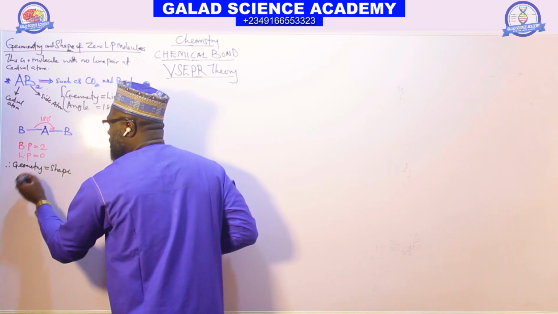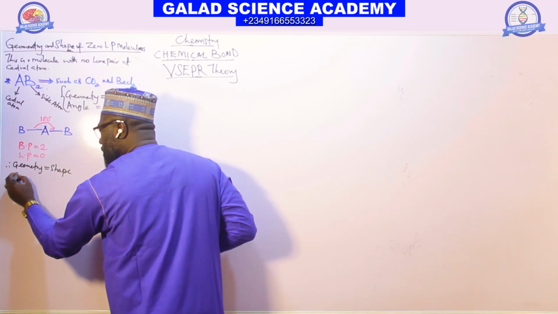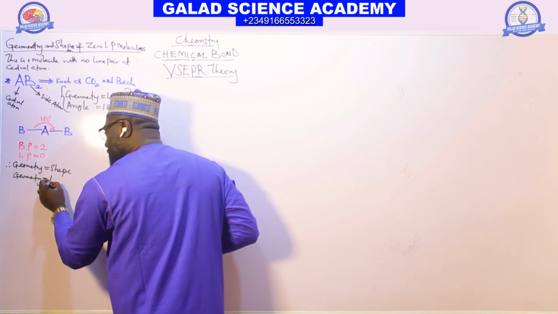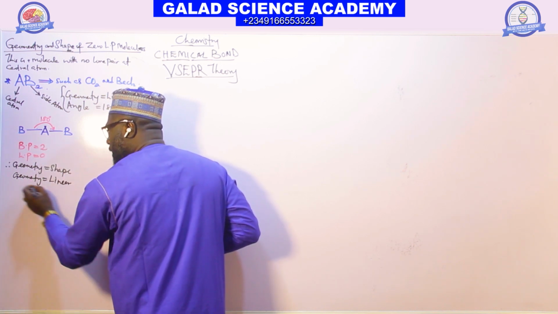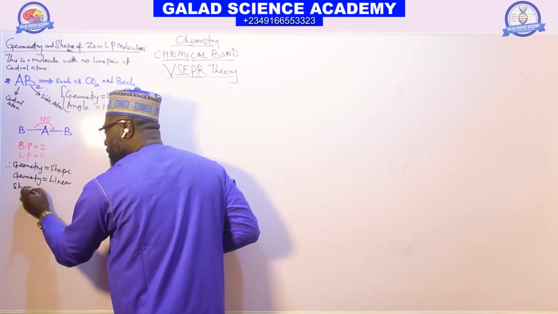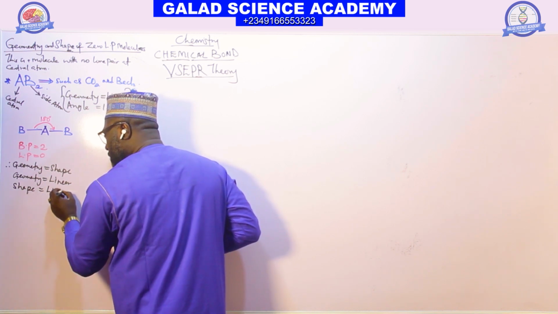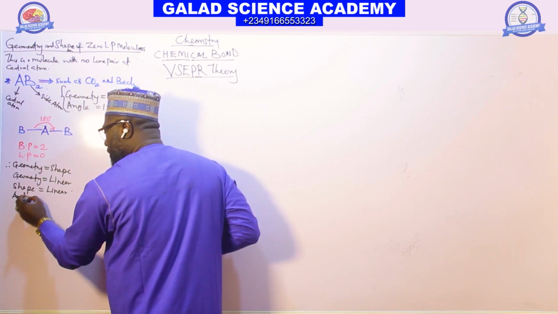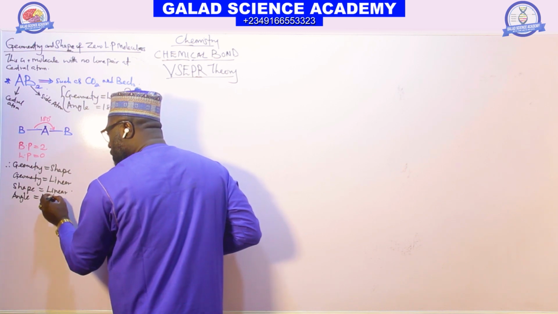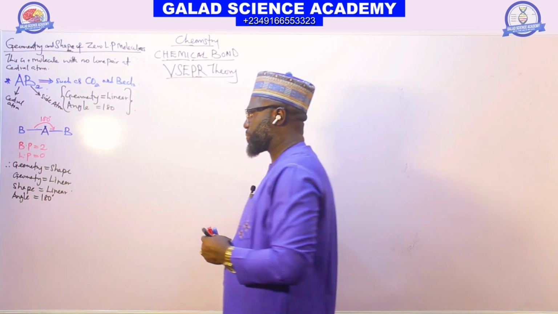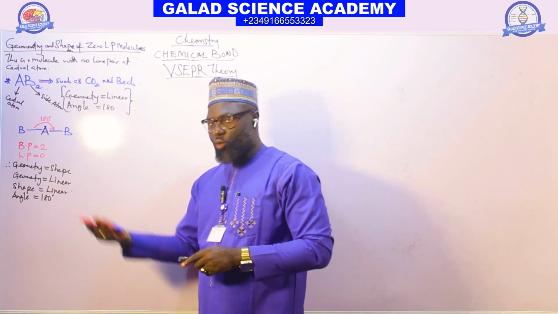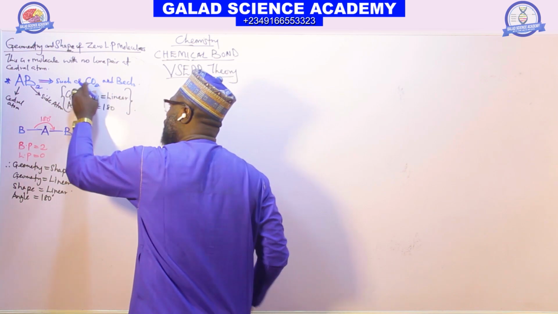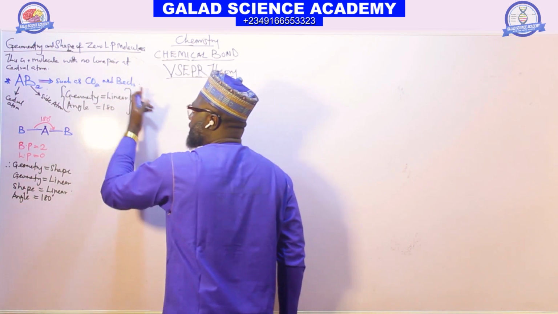So the geometry of this shape is linear, and the shape is also linear. And the angle there is 180 degrees. This is the same thing for CO2 and BeCl2.